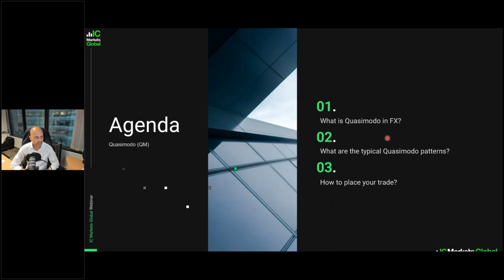All right, so here's the agenda for today. We'll take a quick look at what the Quasimodo trading strategy in Forex is, what the typical Quasimodo patterns are, and of course, how we place the trade.